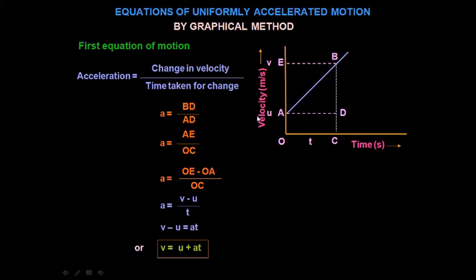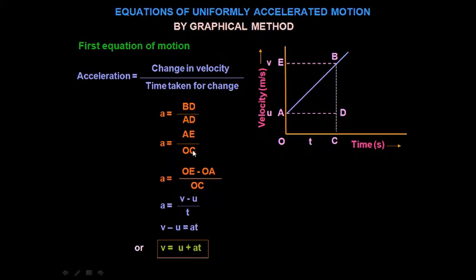Since BD is equal to AE, we can write AE in the place of BD, and we can write OC in the place of AD since they are equal. So a is equal to AE upon OC.